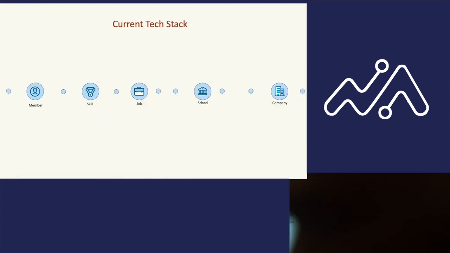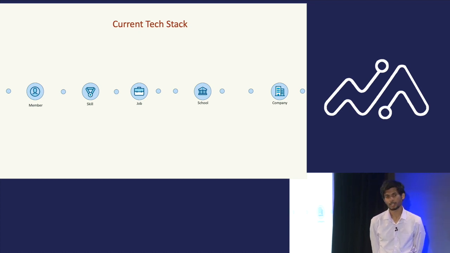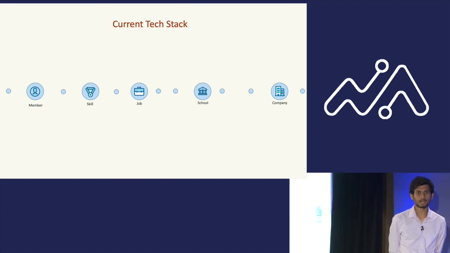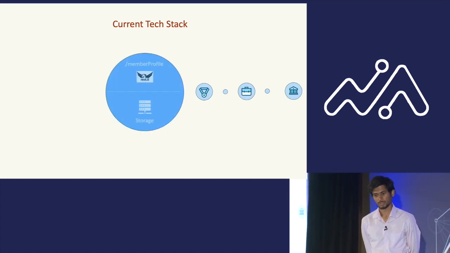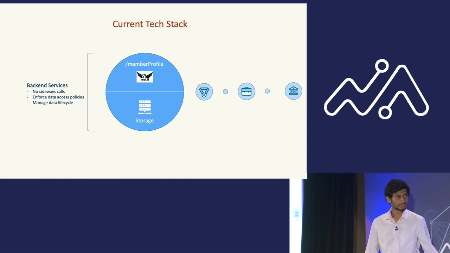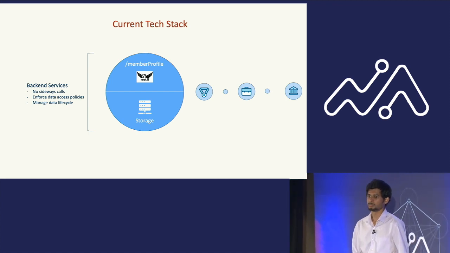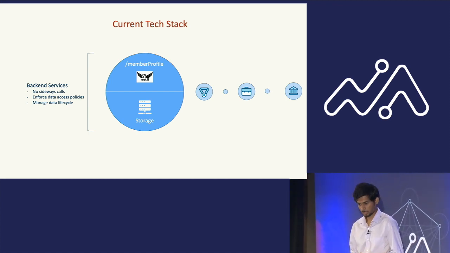So how do we today serve out the economic graph? So let's look at our current tech stack before we look at how GraphQL can help us. So we have all of these entities. All of them are served in isolation. So there is a backend service serving each of these entities. These backend services have certain rules. They cannot make sideways calls. They don't talk to each other. Someone else has to put them together.